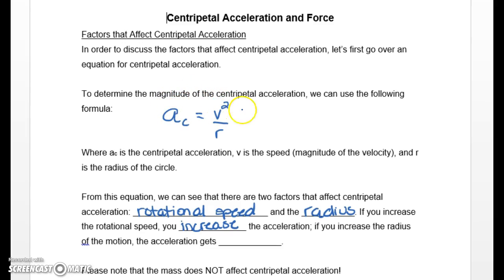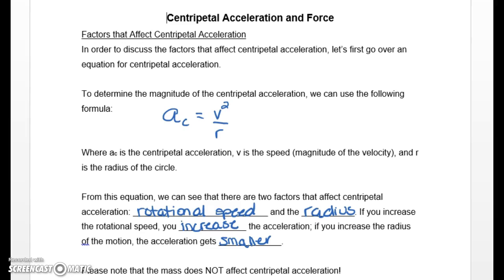On the other hand, if you increase the radius, so if you're making your denominator larger, then your acceleration is going to get smaller. That's because we're increasing the denominator, which means we have to break it up into larger pieces, meaning that overall our value is smaller. So if you increase the speed, your acceleration is increased, and if you increase your radius, then you will decrease your acceleration.